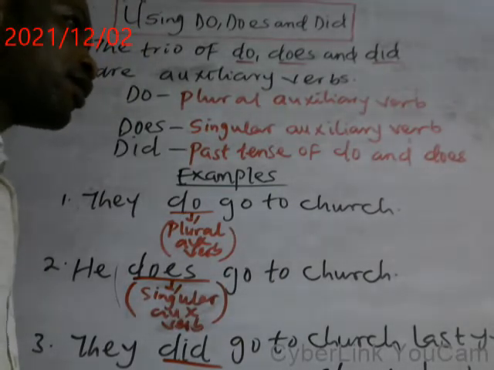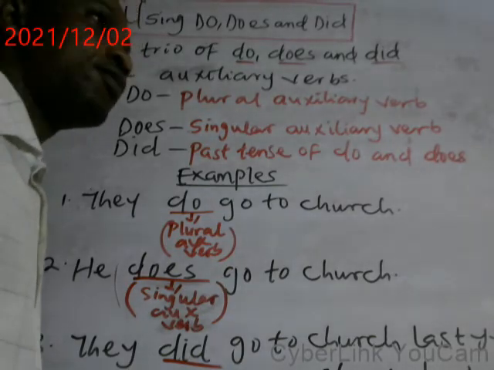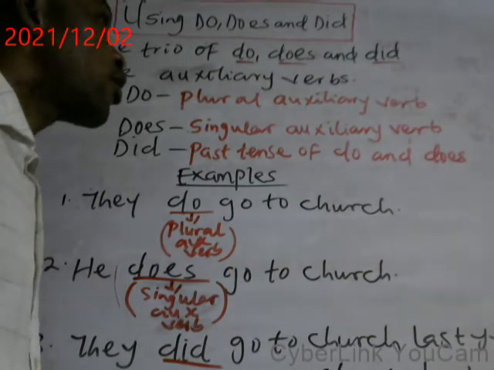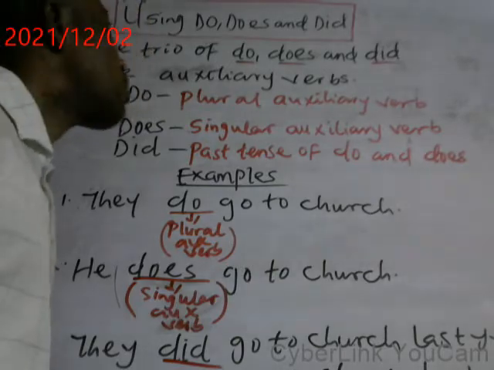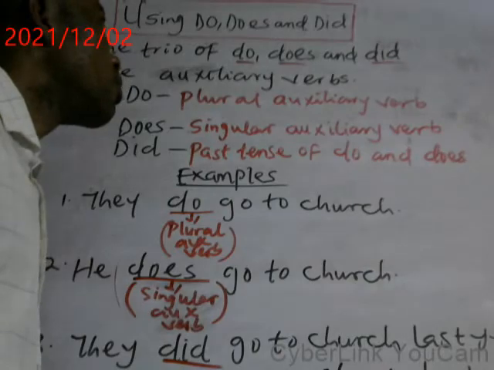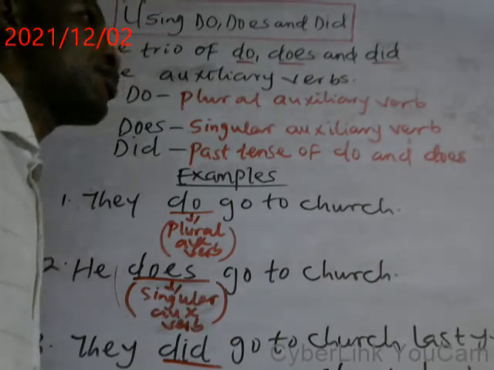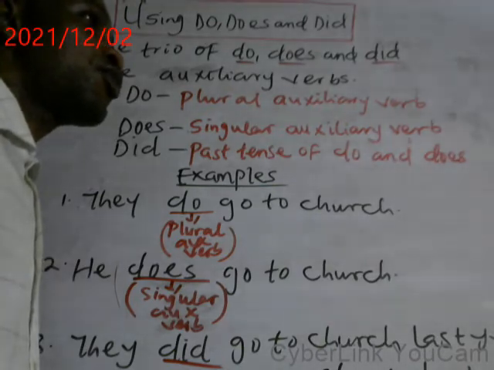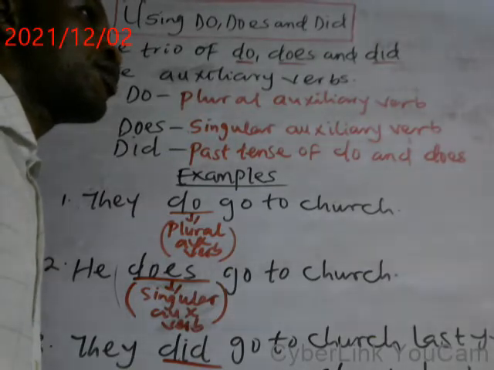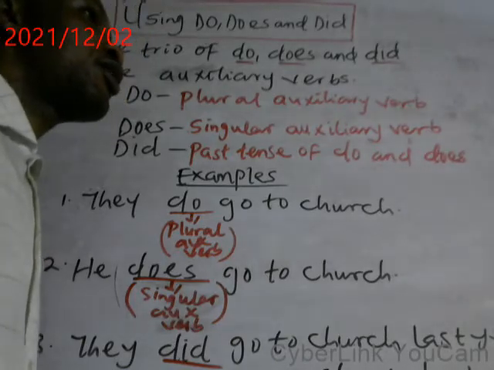There are many auxiliary verbs in English language, and one of the group of auxiliary verbs is do, does, and did. Before we proceed, let me remind us the function of auxiliary verb in English language.